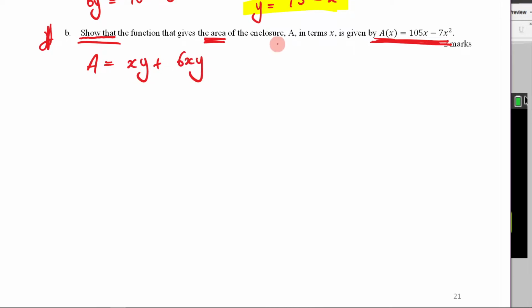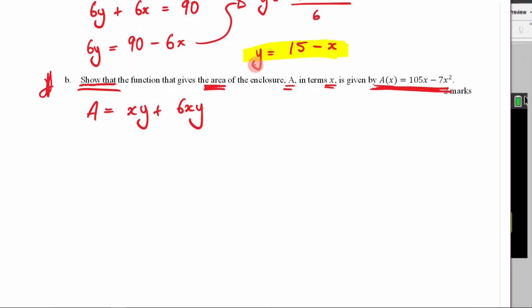Now, it says I need the area in terms of x, not in terms of both x and y. At the moment, I've got it in terms of both x and y, so I need to get rid of this y. How am I going to do that? Well, I'm going to sub in this information here. I'm going to sub in y is equal to 15 minus x. So I'm going to take this and put it into the y spots.